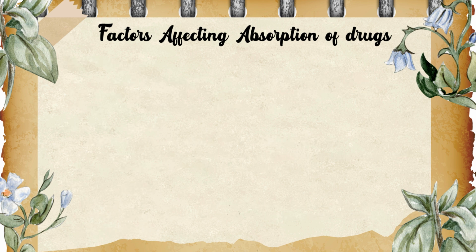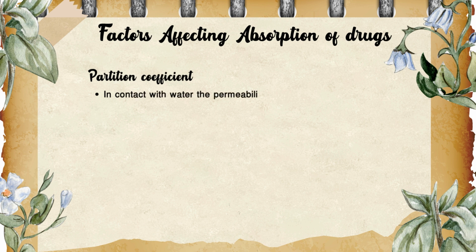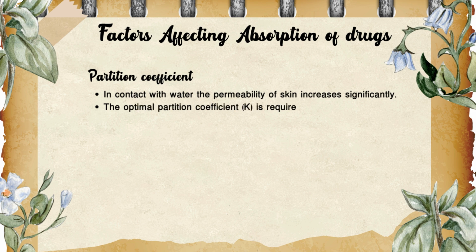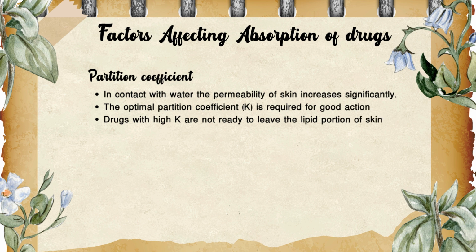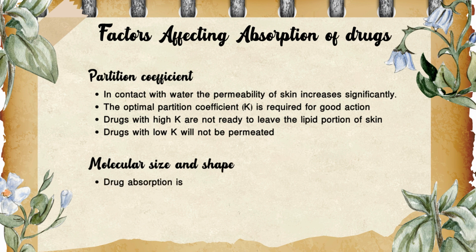The flux depends on it. Fourth, partition coefficient. Drugs with a low K value will not be permitted here. Drugs with a high K value are not ready to leave the lipid portion of the skin. Optimal partition coefficient is required for good action. Fifth one, molecular size and shape. Drug absorption is inversely related to the molecular weight. Small molecules penetrate faster than the larger ones.